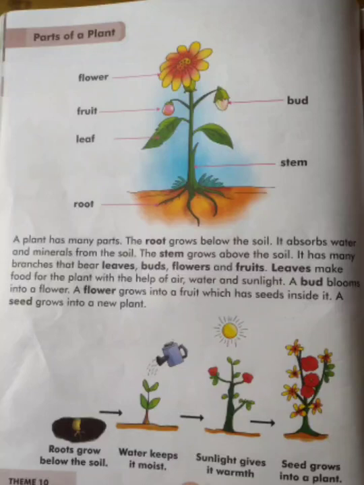Then we give daily water to the plant, and with the help of water the plant keeps moist. After that, sunlight gives it warmth. Yes, with the help of sunlight the plant grows slowly, and gradually the seed grows into a plant. So this is the process of growing the plant.